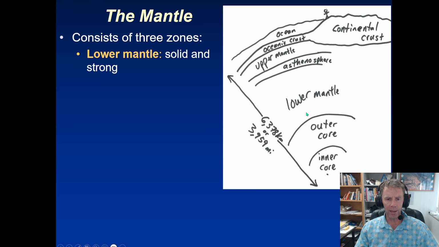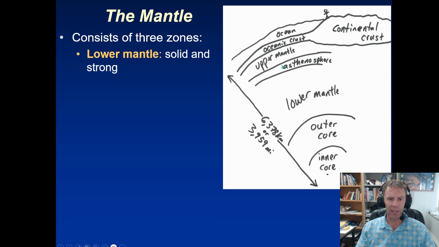But then we enter the mantle, and the mantle actually has some interior layering within it as well. So let's start from the middle or the lowermost layers and work our way up towards the surface. So we have the lower mantle, which is solid and strong. It's still dense rock, but if someone dropped a chunk of the lower mantle onto your foot, you might break your toe. It's dense, solid rock.